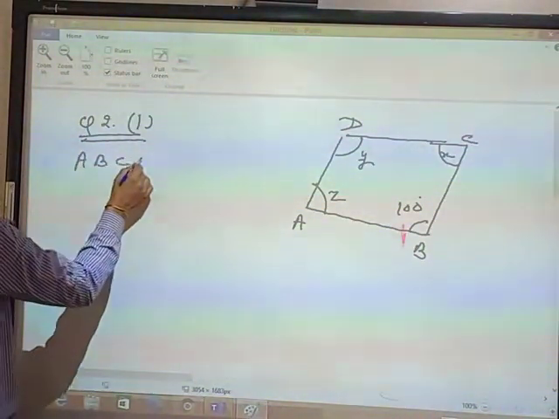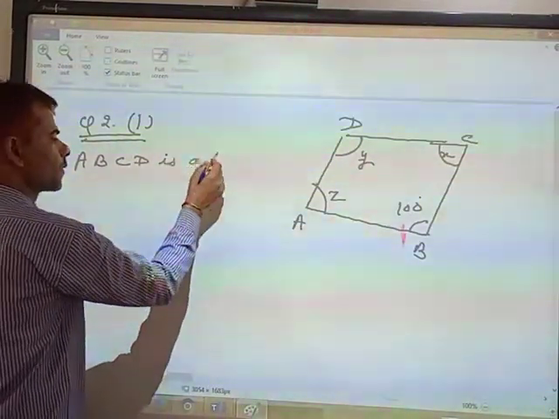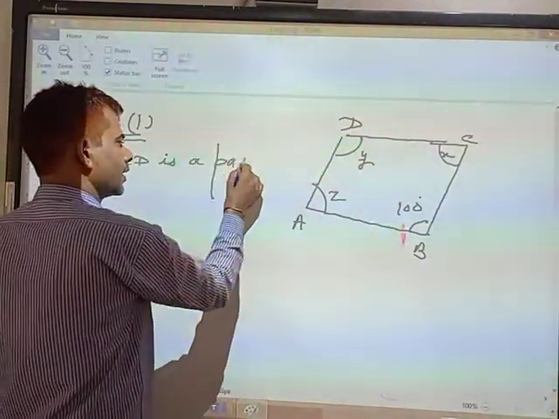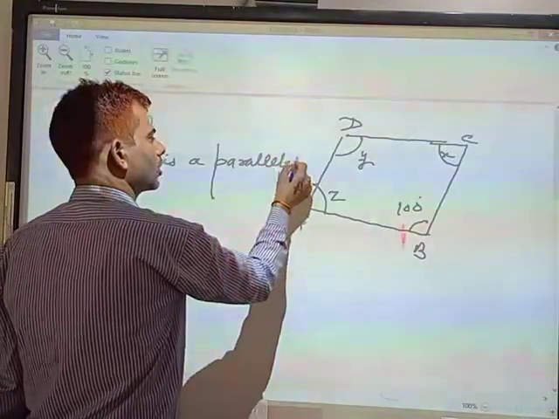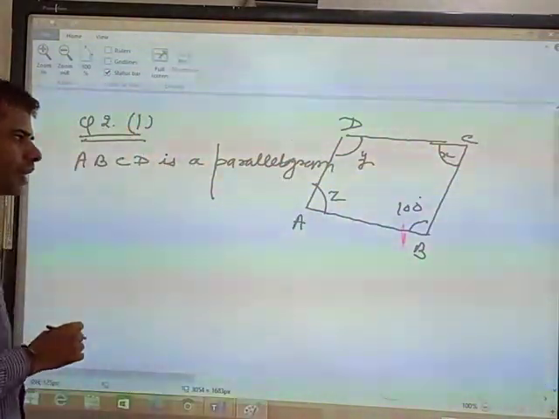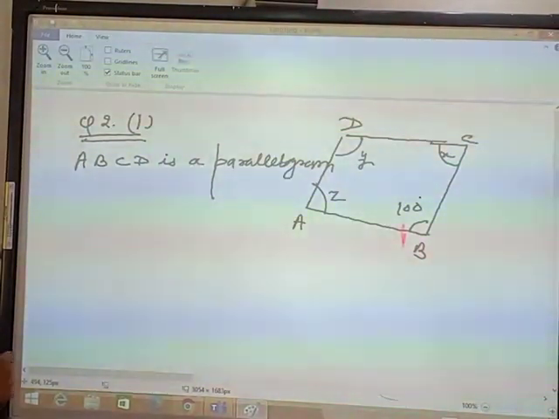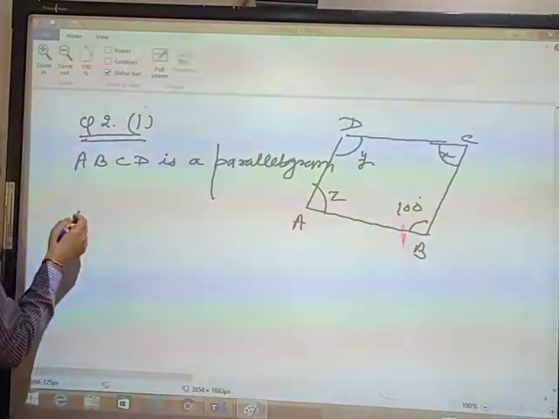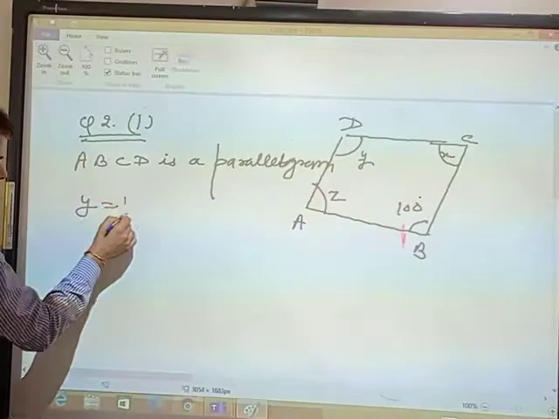Given ABCD is a parallelogram. Okay, students. Now Y is equal to 100 degree. Y, please tell me.